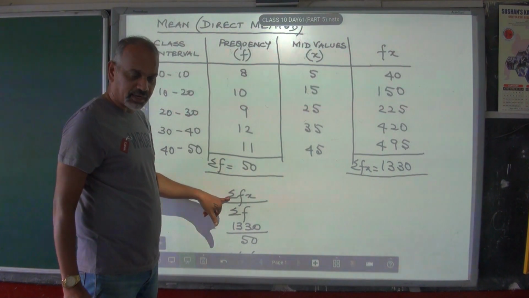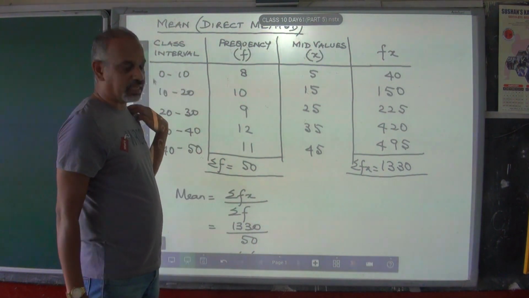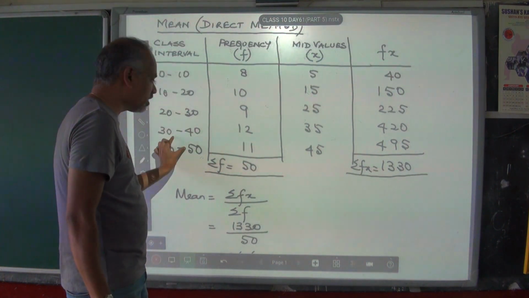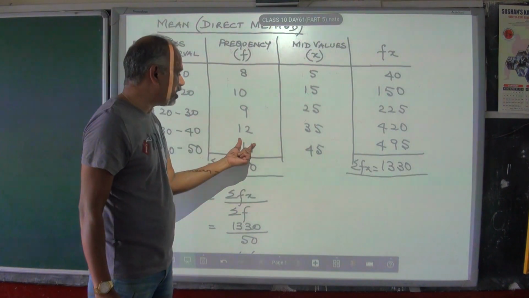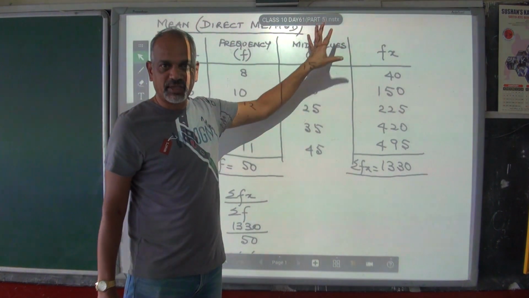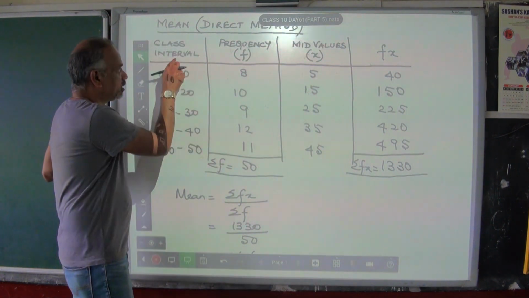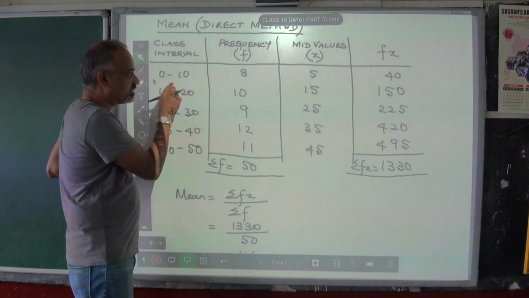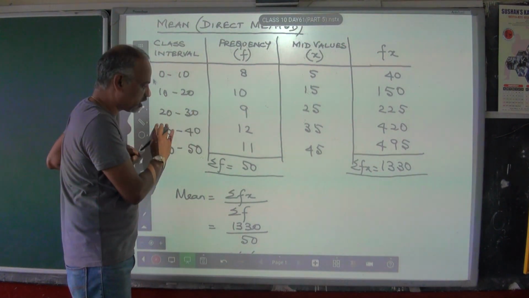And the numerator is sigma f into x. In the previous case, there were only single values here. Therefore, those single values were x values. And these are your f values. So the third column was fx. Straight away you could find fx. But here, the x values are not single values. It's a range from 0 to 10, 10 to 20, 20 to 30, 30 to 40 and so on.